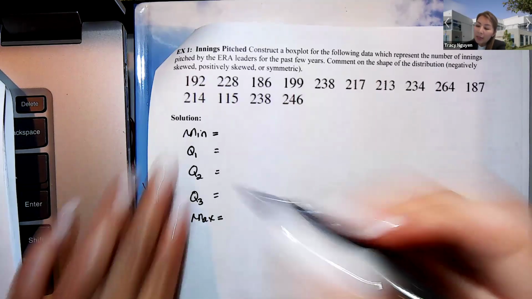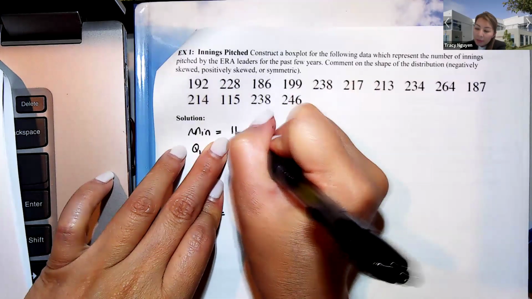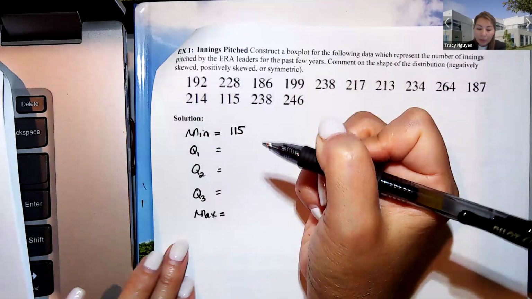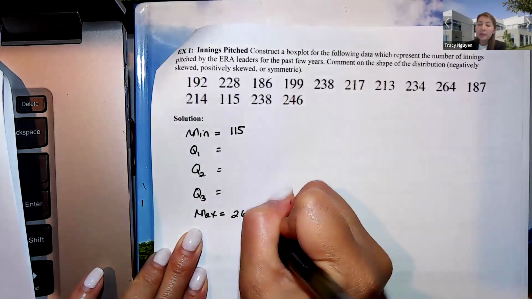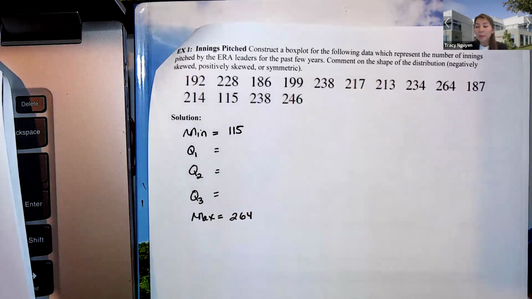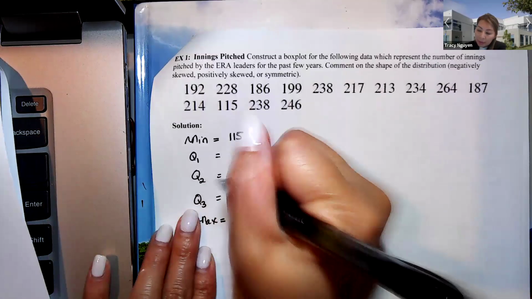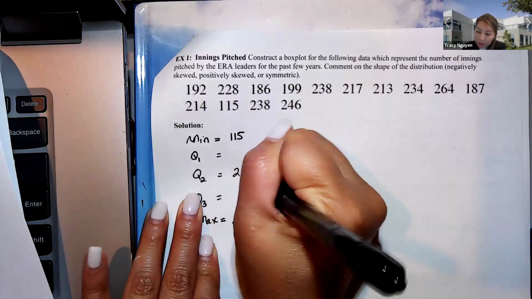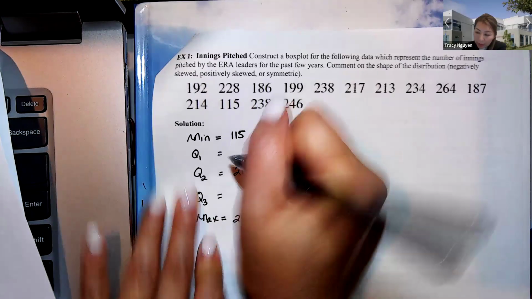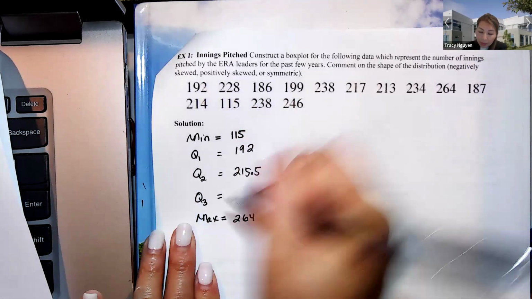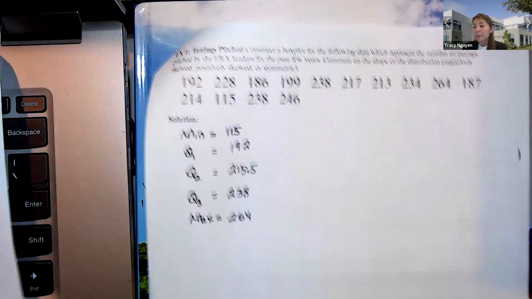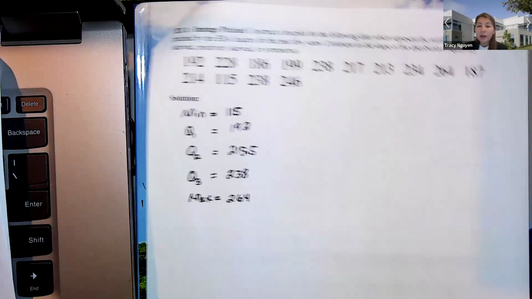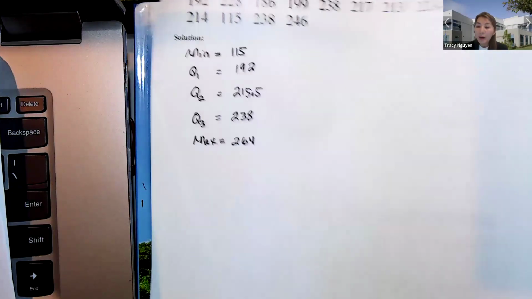Okay, so from our data earlier, we know that 115 is the minimum value and 264 is the maximum value. So the data from our previous lesson. When we did the 3 quartiles, we found that 215.5 was our value for Q2, 192 was our value for Q1, and 238 was our value for Q3. All right, so now we're going to focus on how to construct a box plot.